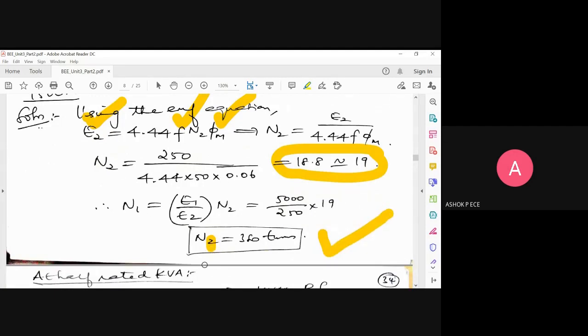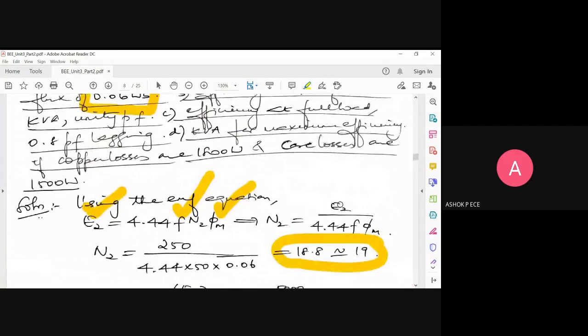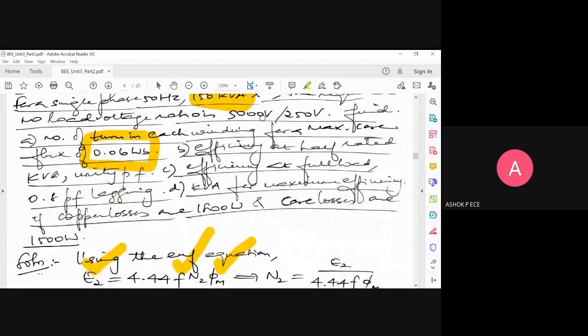You can ask, why can't we find it directly from the voltages, V1 by V2? I can find N1 by N2. Yes, from the N1 by N2 ratio, from that also you can find it. But specifically they are asking to find the number of turns in each winding. So N1 separately, N2 separately. That's why I am going for this method.